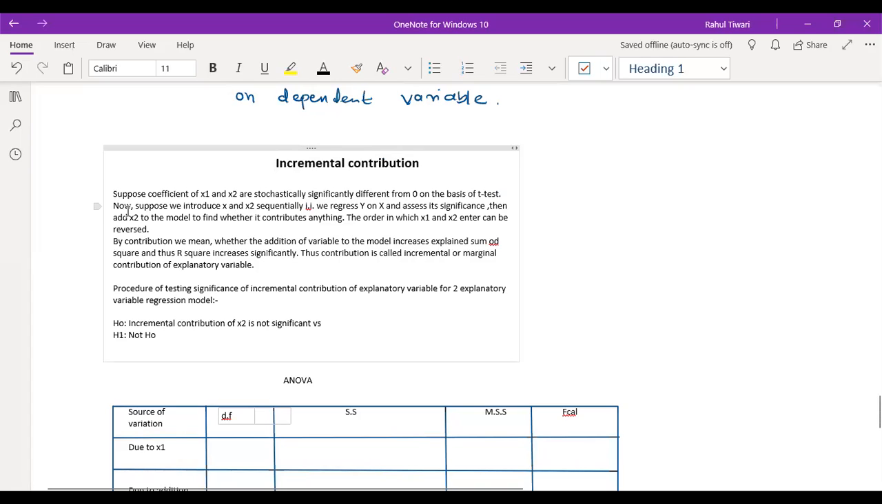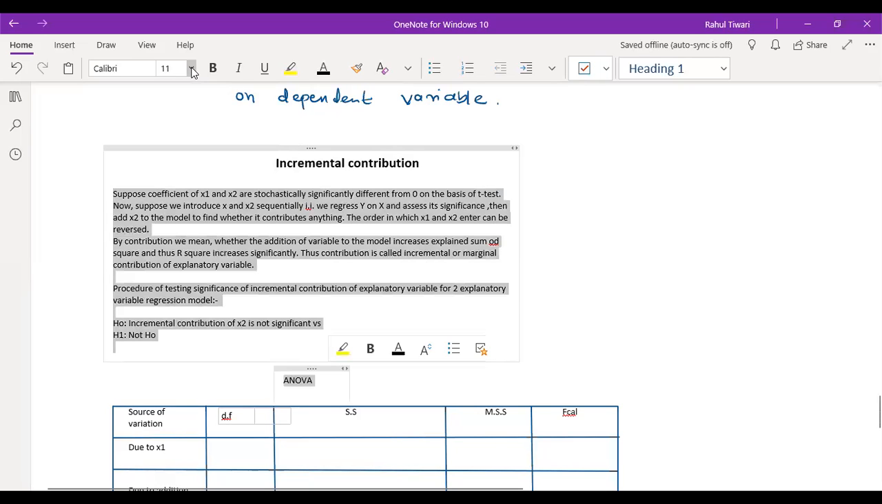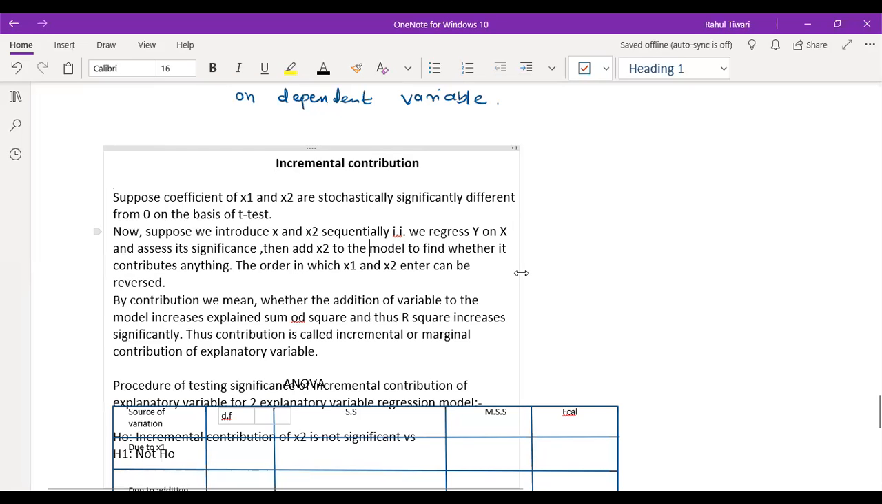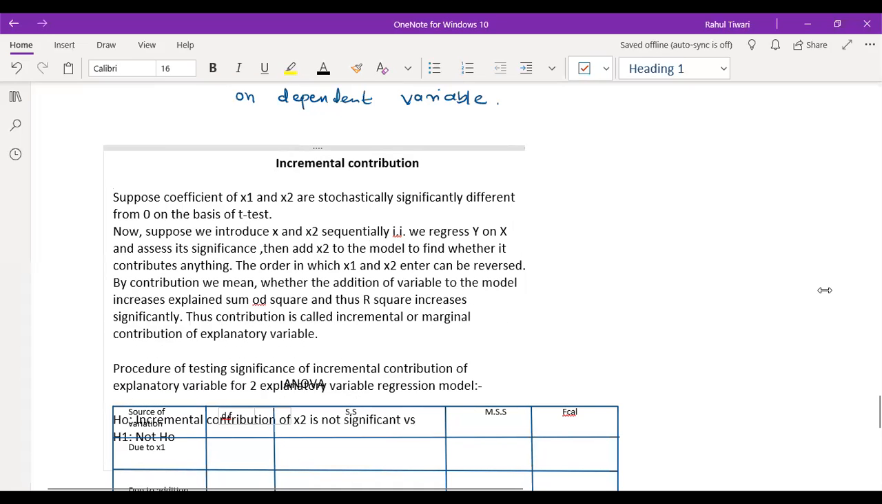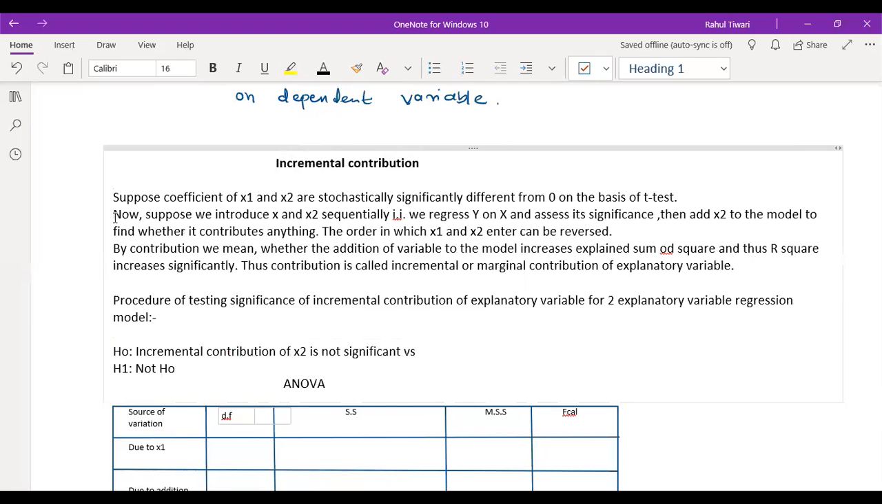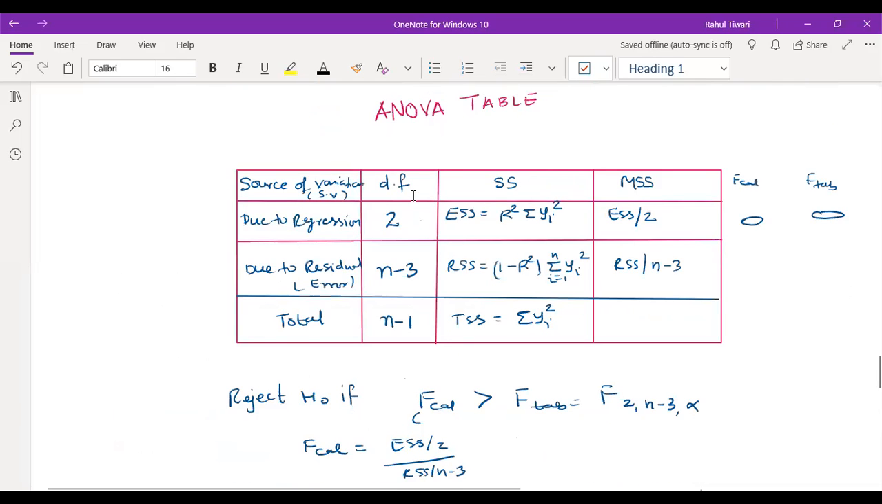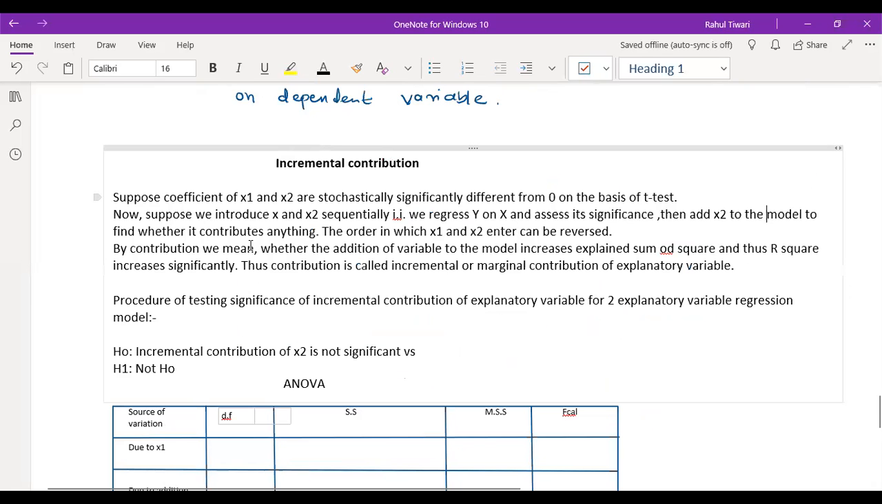Okay, so suppose we have the coefficients of x1 and x2. I hope you are able to see this. The coefficients of x1 and x2 are statistically significantly different from 0 on the basis of the t-test. So we have applied the t-test above, and we have found that they are statistically significant.